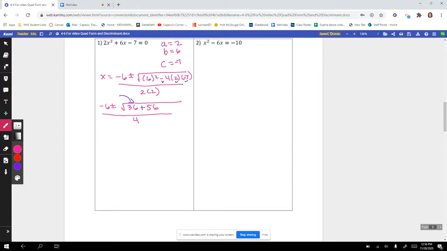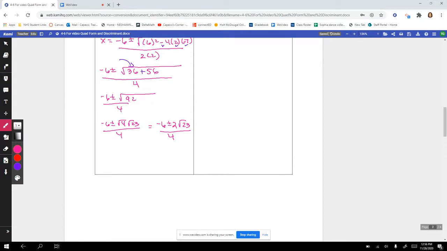All right, so now we have to clean it up. Negative 6 plus or minus the square root. This gives me 92 all over 4. Okay, so we have negative 6 plus or minus the square root of 92 has a perfect square of 4 that goes into it, 4 and 23, all over 4, which is negative 6 plus or minus 2 root 23 all over 4. Now, again, we have to see if we can simplify.